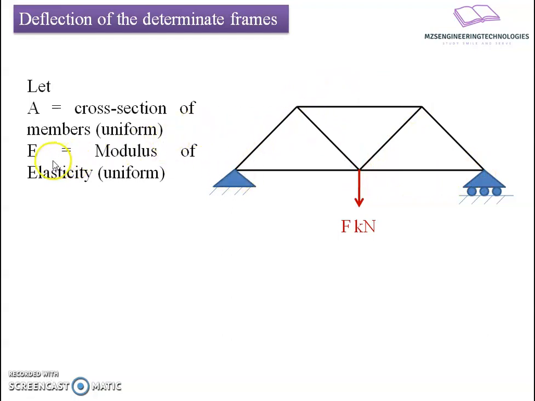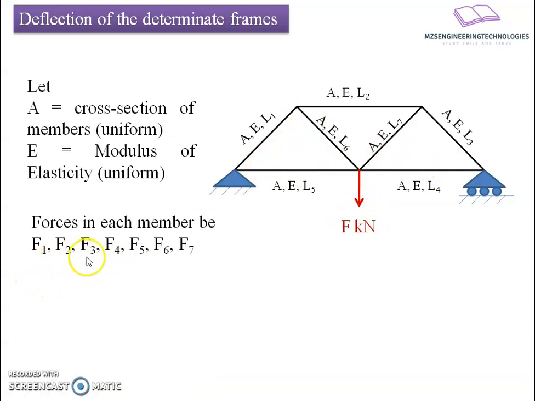Similarly, I will make an assumption here that the modulus of elasticity of those members is constant, that is, there is no change in the modulus of elasticity. But besides this, I will assume that the member lengths are different, thereby the force attracted by the members will be different. Let us consider the force F is distributed along the members like F1, F2, F3, F4, F5, F6, F7.